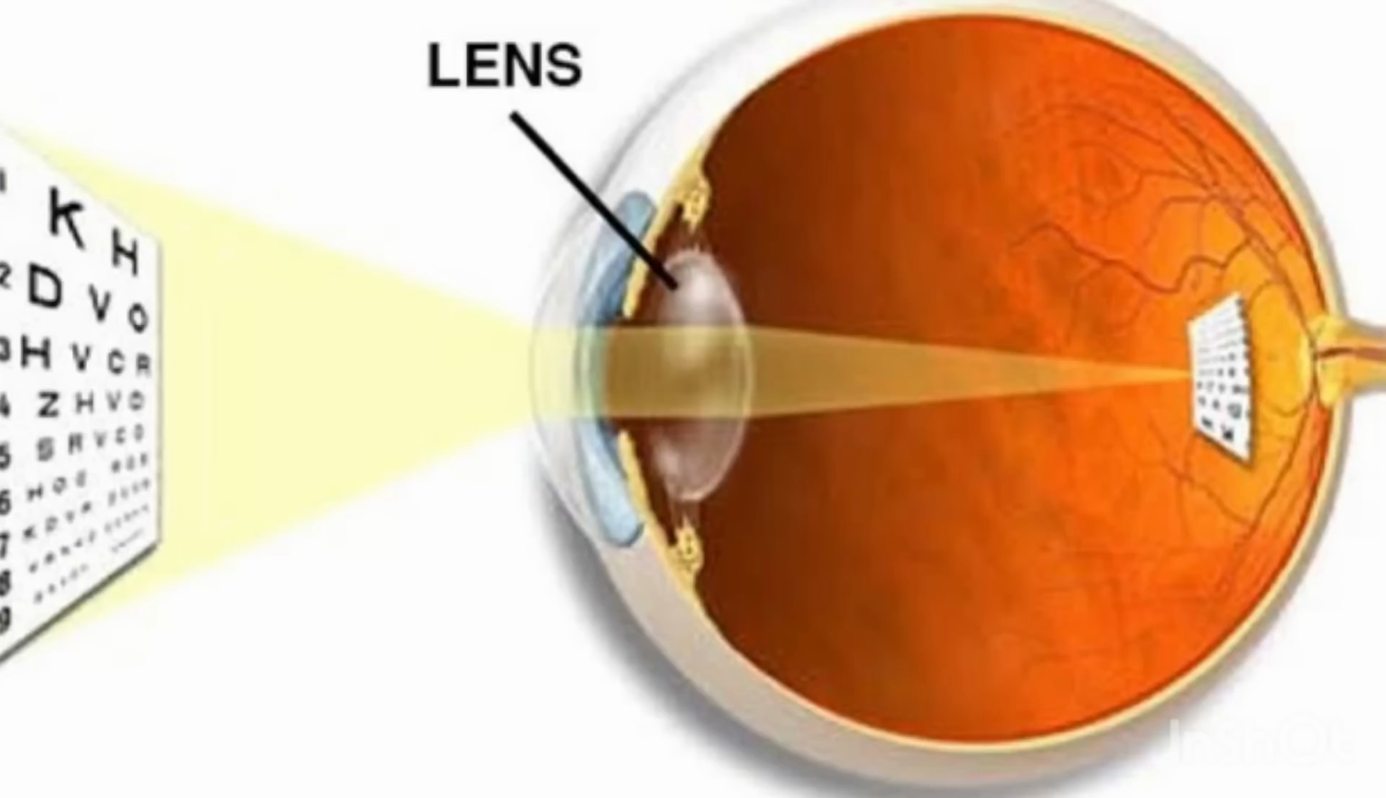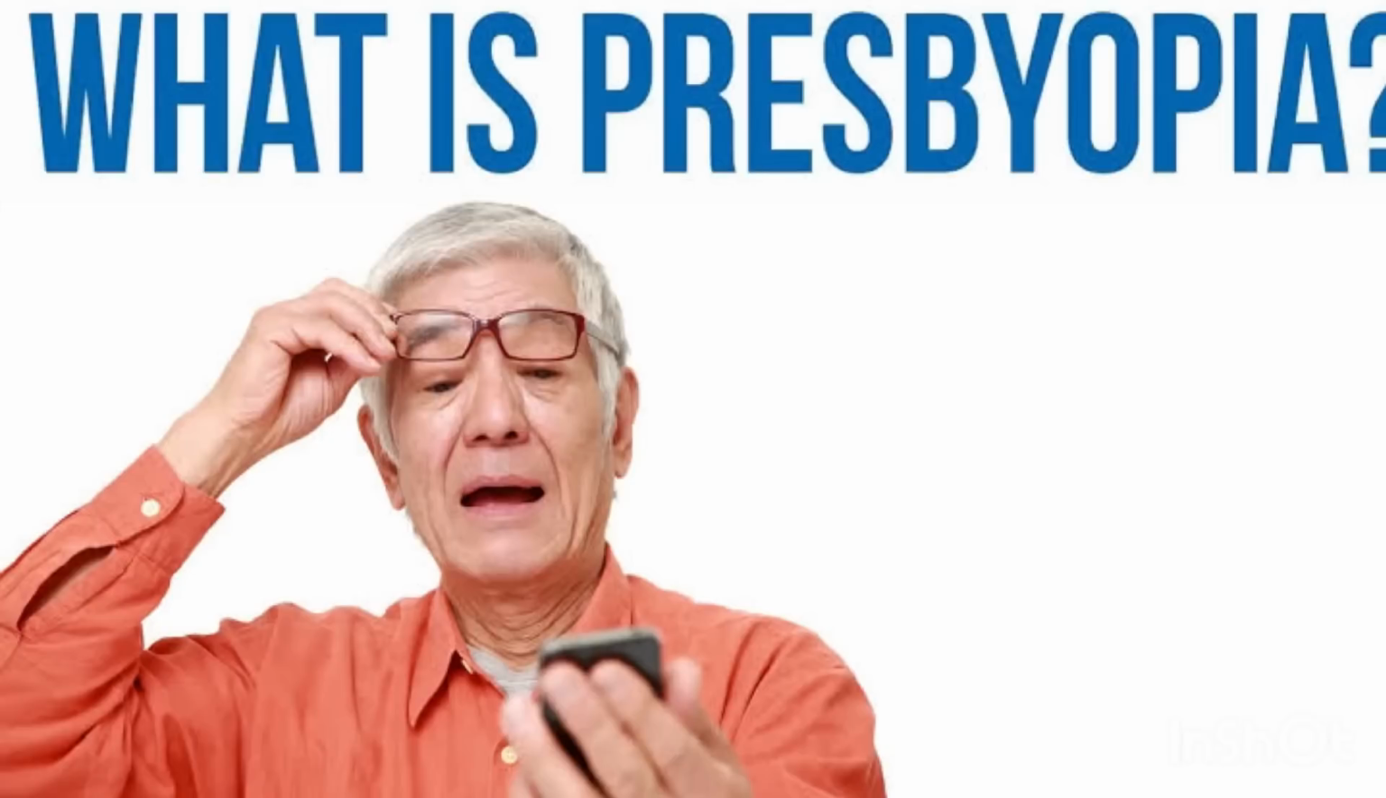Then I'm going to discuss some eye problems that occur with increasing age. First one is presbyopia. The lens loses some of its flexibility and ability to change shape. This natural aging process is known as presbyopia. In this, a person is unable to focus on nearby objects.